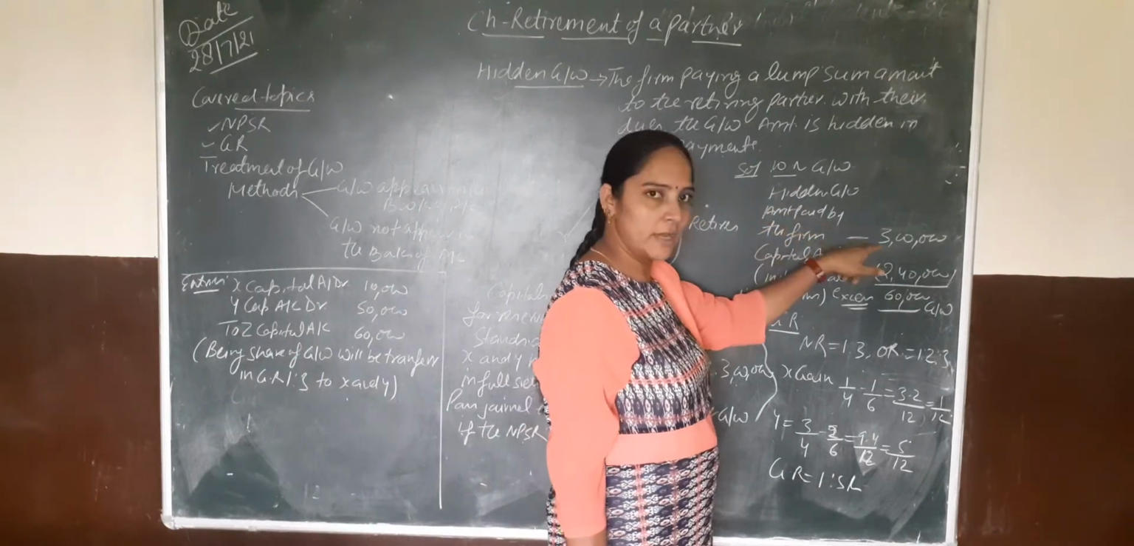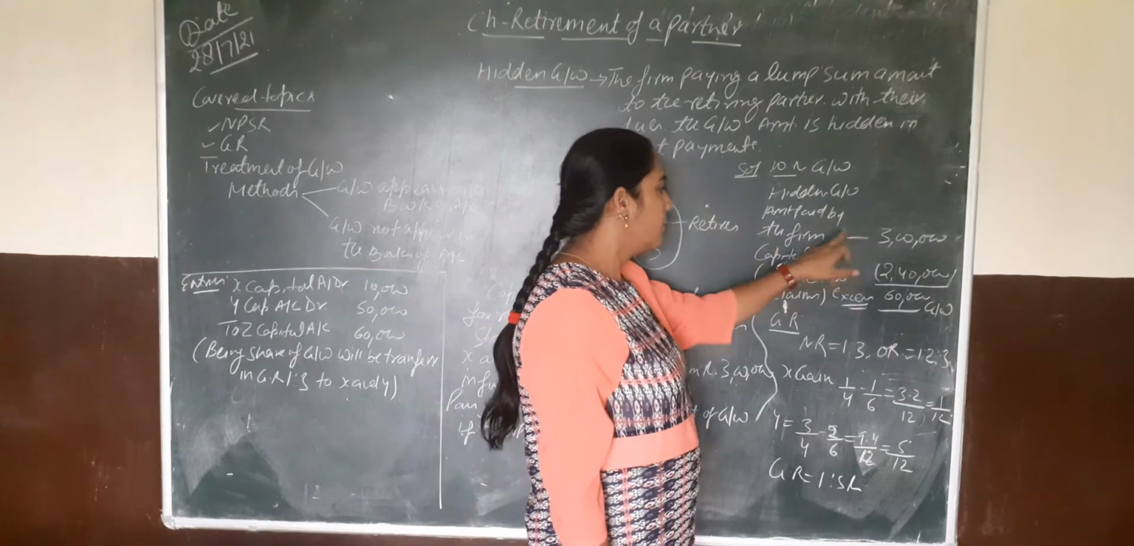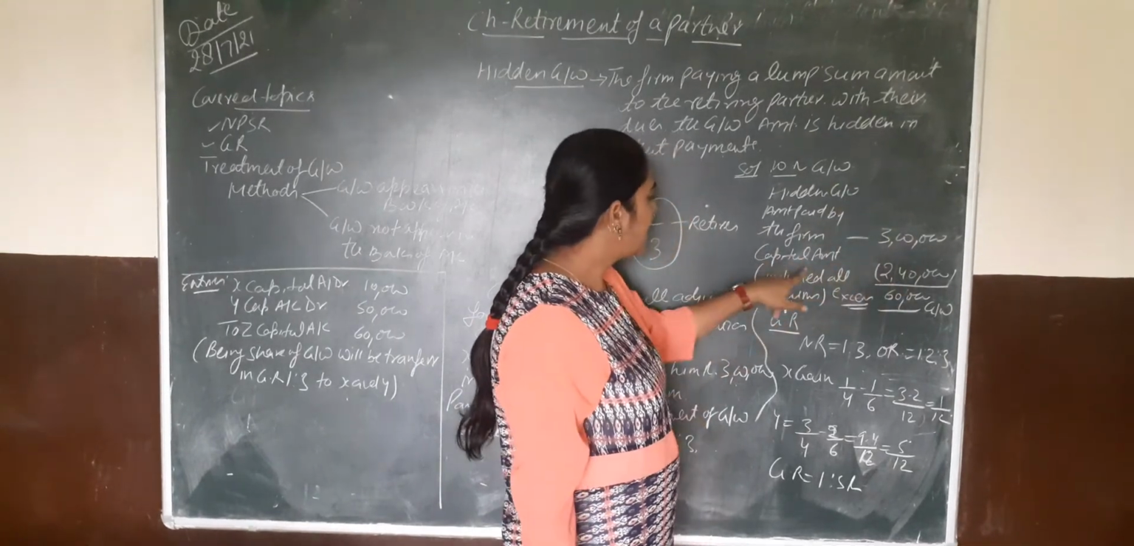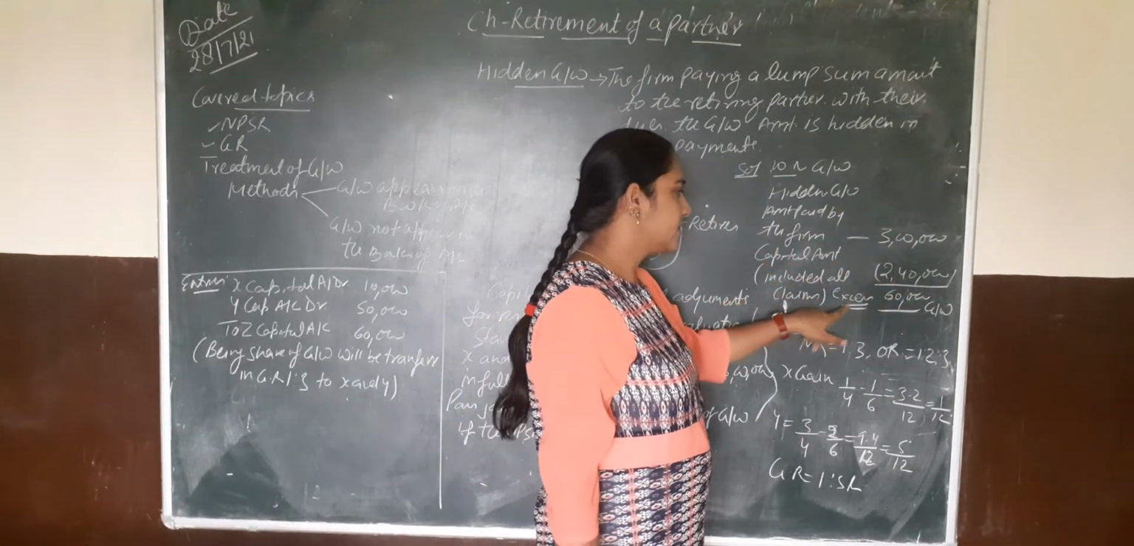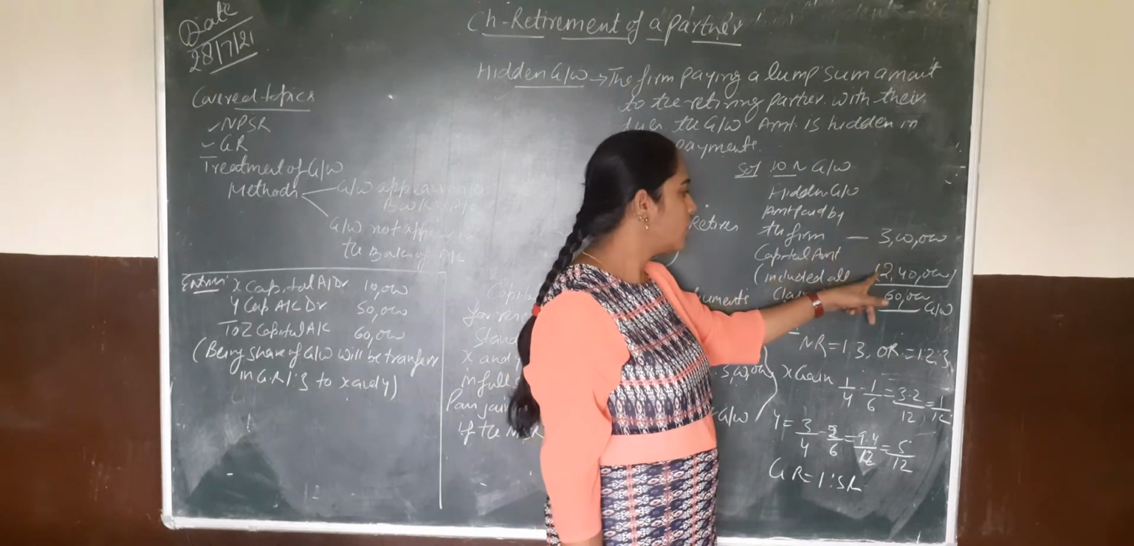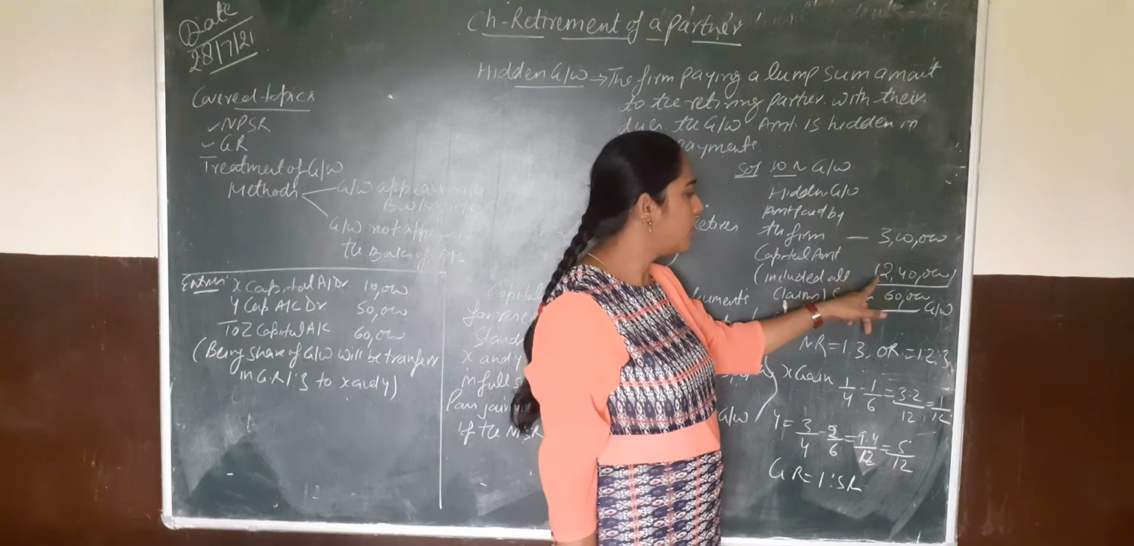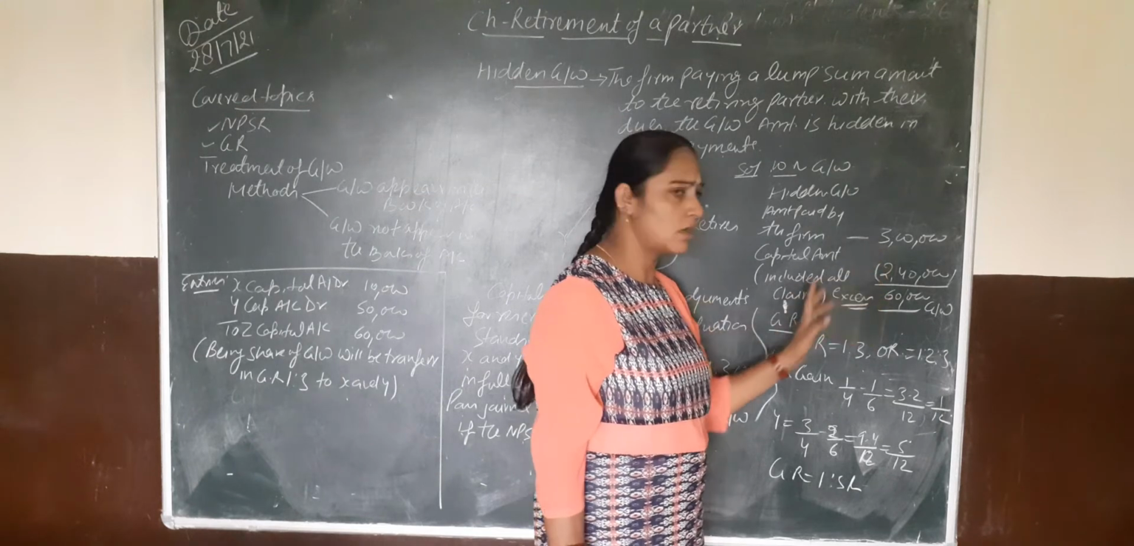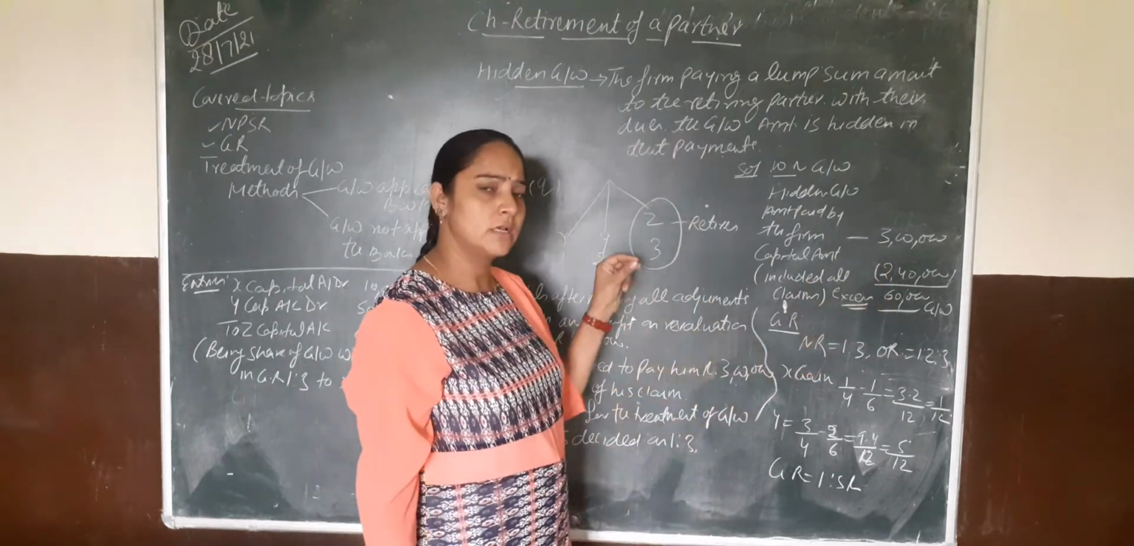The firm has given 3 lakh rupees to Z as full settlement, with the capital amount and all claims included. According to this, the firm has given 60,000 rupees in excess, because his dues are 2,40,000. So 60,000 is the excess amount in his claims.